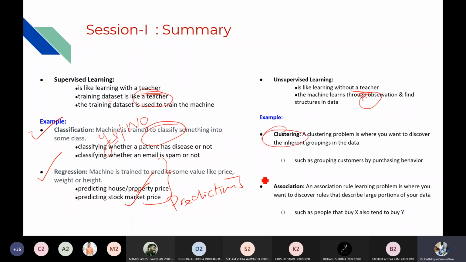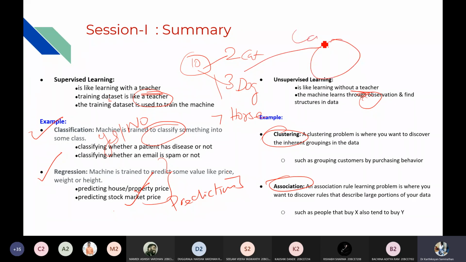In unsupervised learning we use clustering. Another one is association. Clustering is where we group similar items, right? For example, there are 10 animals given. Out of 10, 2 are cats, 3 are dogs, and the remaining 5 are horses. How do you cluster? You group the cats as one cluster, the dogs as another cluster, and the horses as another cluster. So groups are created. That is clustering, grouping of similar items.